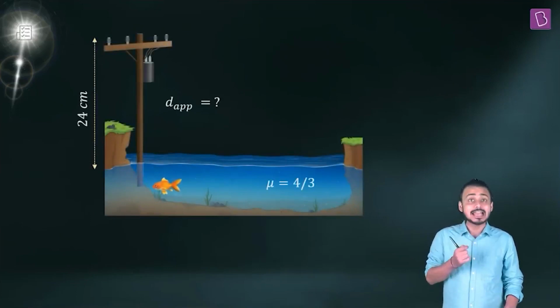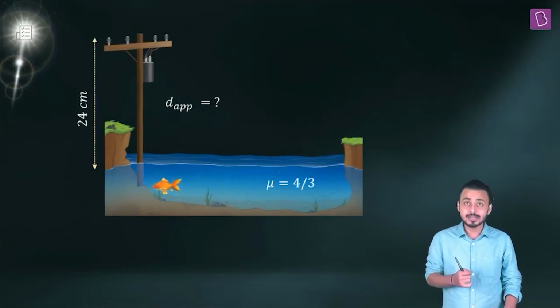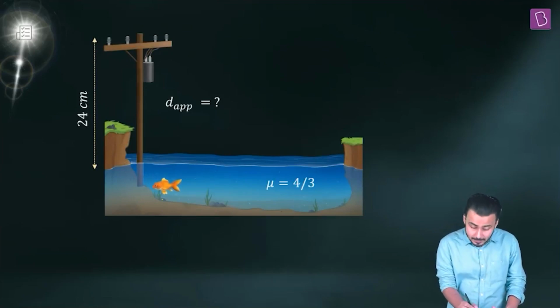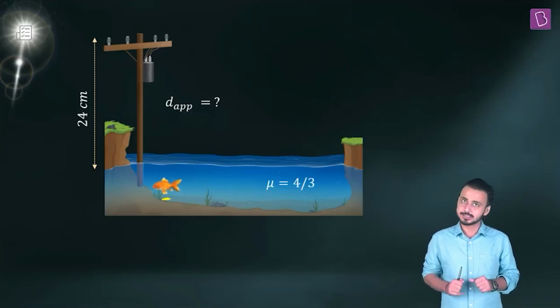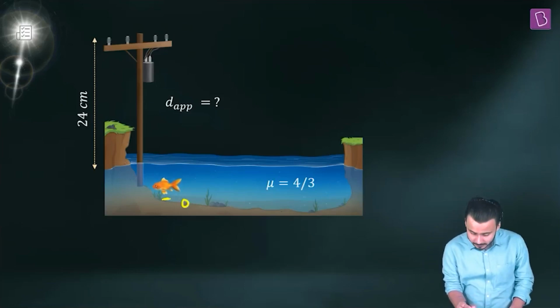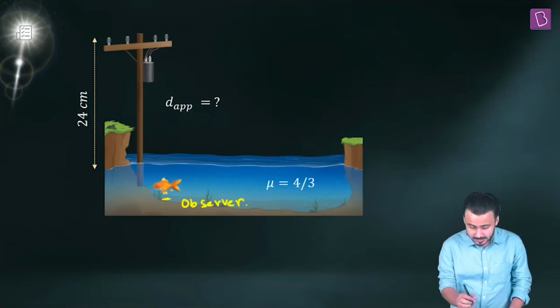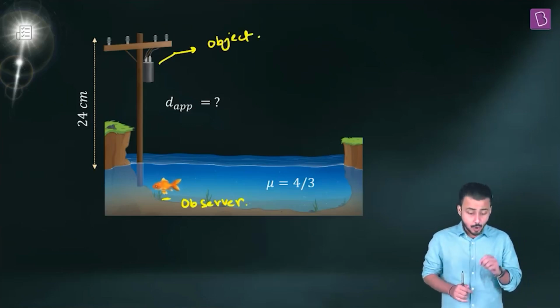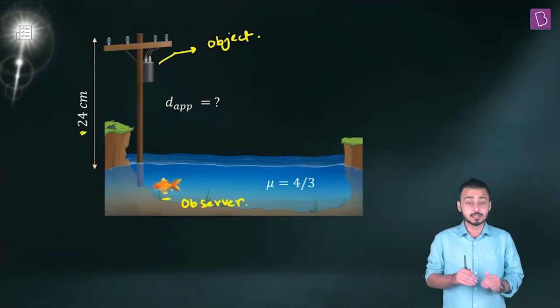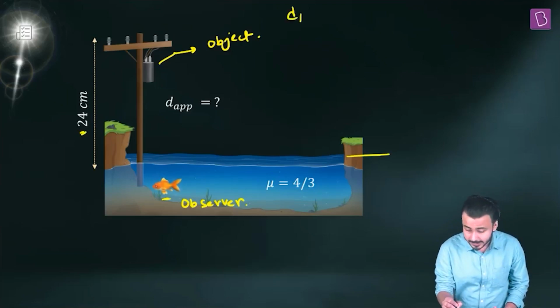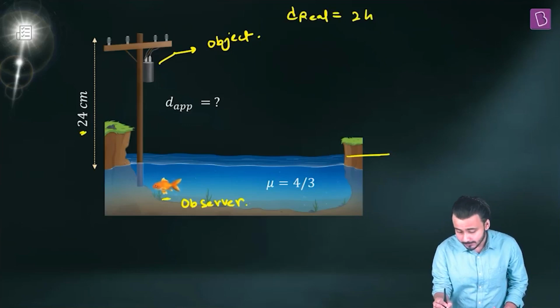Here, what is d apparent that is being asked? D apparent means the apparent height of the tip of the pole, as appeared by the fish, or as it is appearing to the observer, which is the fish in this case, right? So fish is an observer, agreed, and this pole is the object, agreed. Now the object is at a height of 24 centimeter from the surface of the water, from the interface of the two media, correct? So the actual height, the d real, is given to be 24 centimeter.